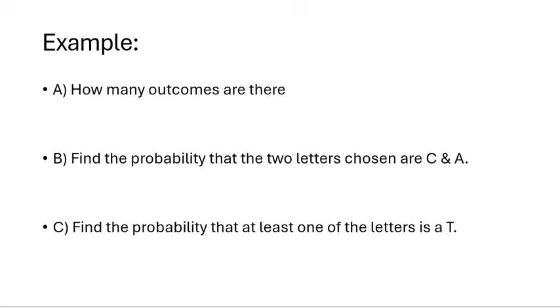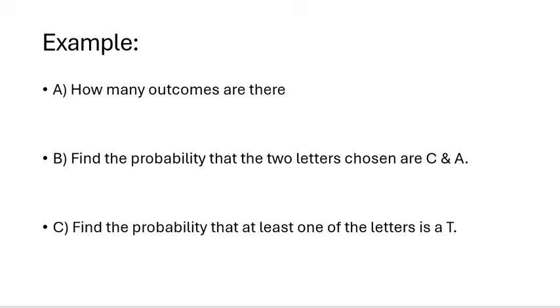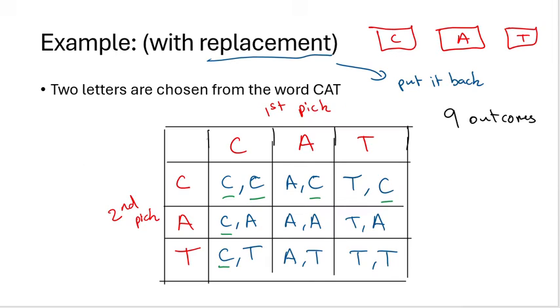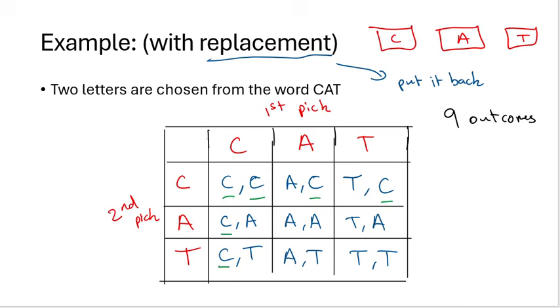Let's just get back into it. So, part A here says, how many outcomes are there? I've just mentioned it earlier. There's a total of 9 because if you look back at your table, you're just going to count how many outcomes there are. 1, 2, 3, 4, 5, 6, 7, 8, 9. That's pretty simple. Now, part B says, find the probability that the two letters chosen are C and A. So you're going to refer to your table here and look for any combination where there's A and C together or C and A, whatever it is.